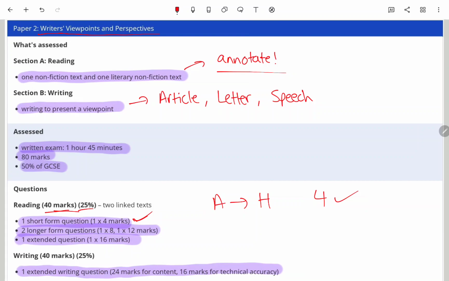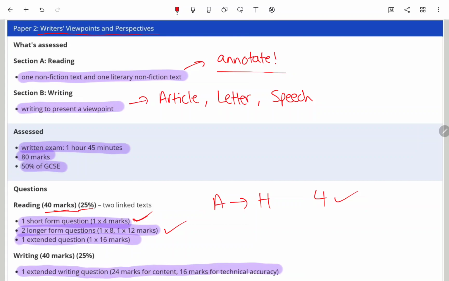The second one we have here is 2 longer form questions. One is an 8 marker and another is a 12 marker. So the question that is the 8 marker again will be on a specific text, it could be on source A, it could be on source B. So that depends on when you're sitting the exam. And the 12 marker is a language analysis question.